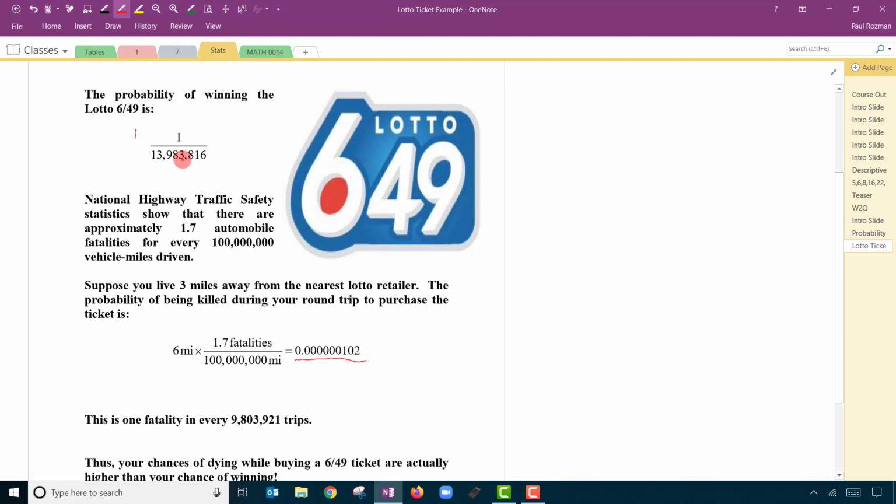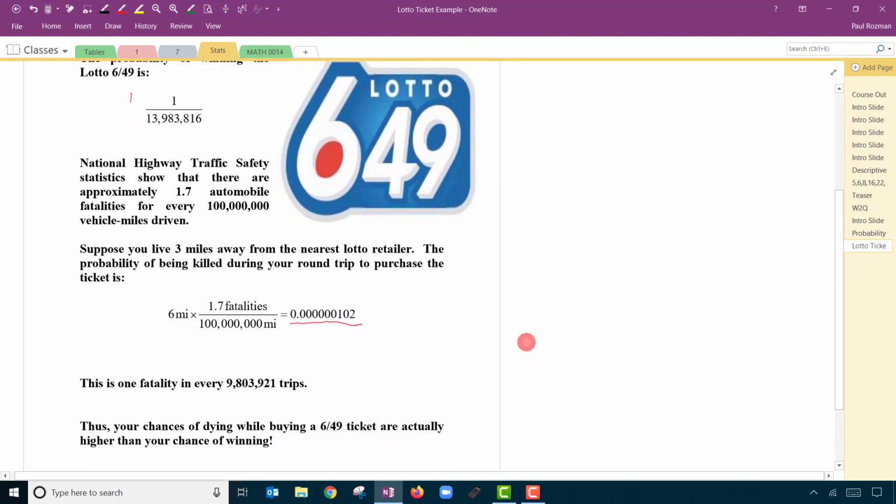But I need to buy 14 million tickets before I start to think that I'm going to win. So I actually have a slightly higher chance of dying in the process of getting my ticket than I do of winning on the ticket that I bought, which is kind of amusing. It's again a biased statistic.